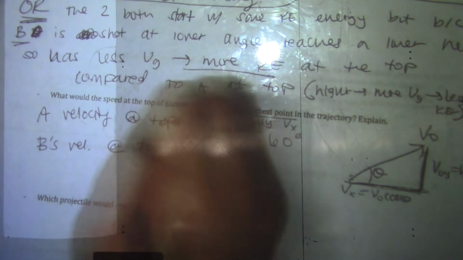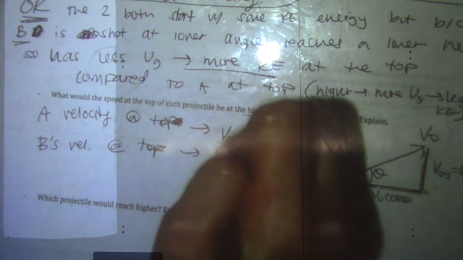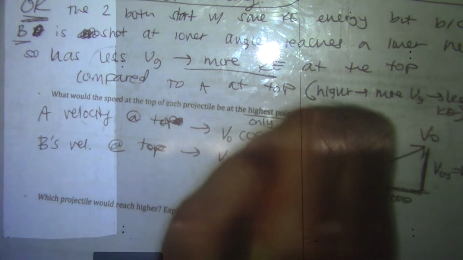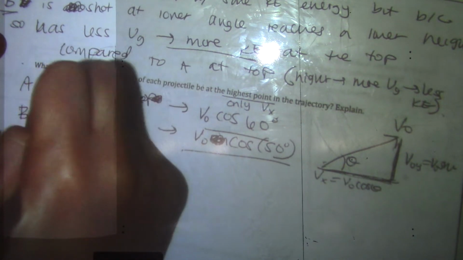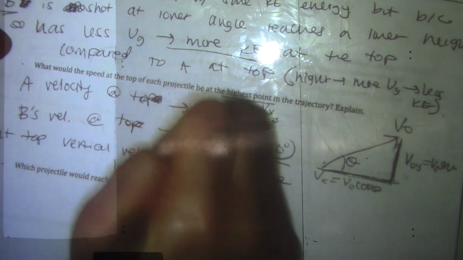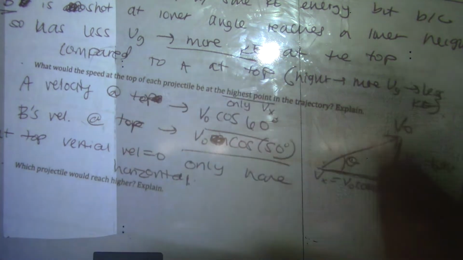And B's velocity at the top is just going to be v naught sine, oh no, not sine, it's still cosine of 50 degrees. And that is because at the top, the vertical velocity is 0, so you only have the horizontal, which is the same as what it was from the beginning, v naught cosine.